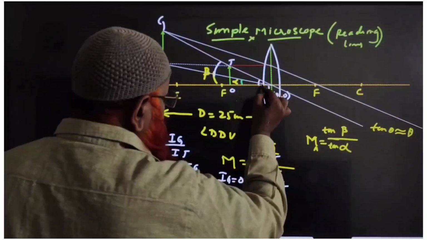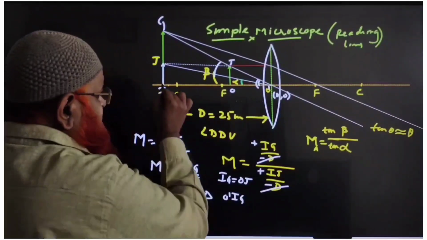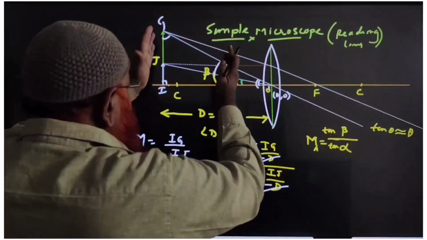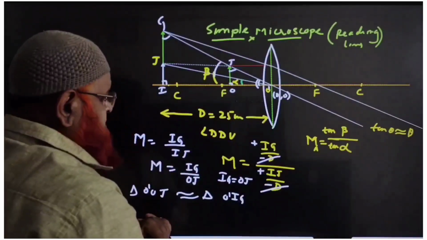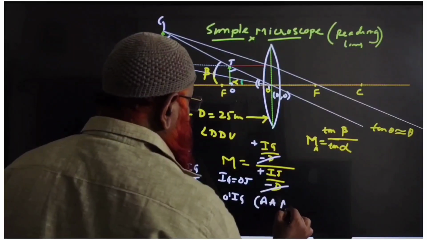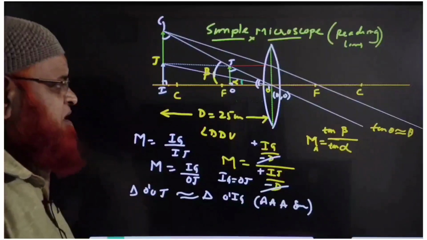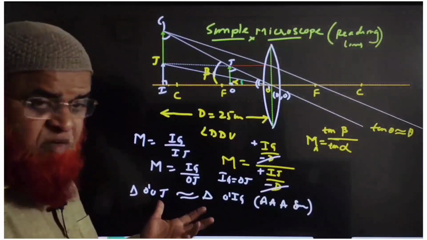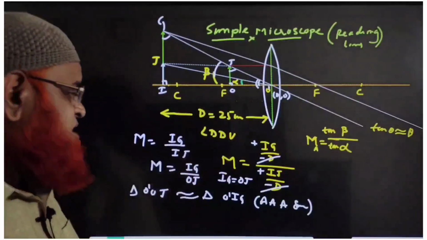Why are they similar? Because this angle is common to them, and these two angles are going to be 90. And these two are said to be corresponding angles, because when two parallel sides are there, corresponding angles are going to be the same. So this is said to be similarity. Three angles are equal in the triangles, and they are said to be similar triangles. So these two similar triangles you are going to consider.